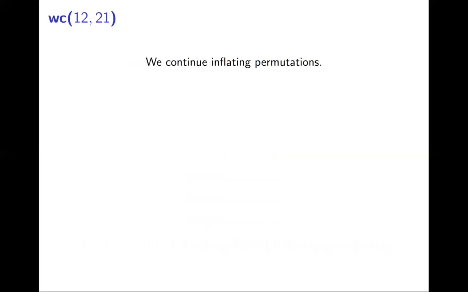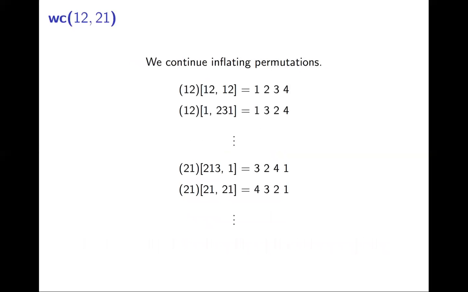To generate elements of length 4, we continue inflating. This time we can use those length 3 permutations in our inflations. And eventually, we get 22 length 4 permutations. But we don't get all 24. And that's because we actually miss the permutations 2, 4, 1, 3 and 3, 1, 4, 2, which if you remember from before, are those 2 permutations of length 4 that are simple.